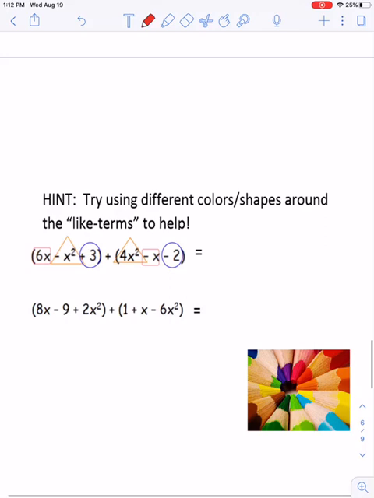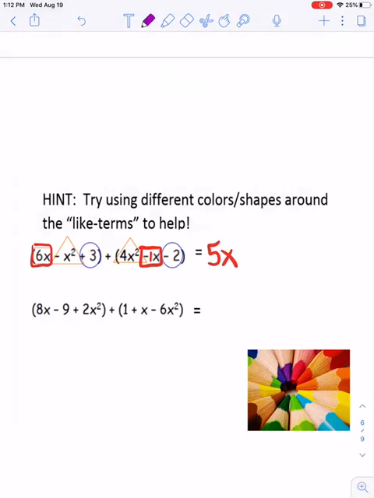So here's what a typical example would look like. It says try using different colors or shapes around the like terms to help. So that's what I like to do. I like to put different shapes. Like for instance here, 6x, here's a negative x. Those are considered like terms because they have the same variable raised to that same power. So then I can combine those two. What's 6x technically minus a 1x? Well, that would give me 5x.